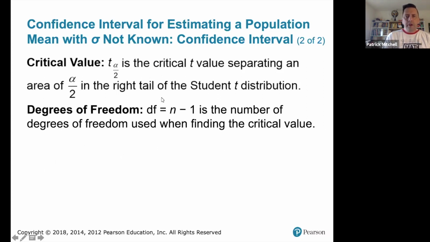Another number that you need when you're dealing with the student t distribution is something called degrees of freedom. In this case, the degrees of freedom is just n minus 1. So n is the sample size. For example, if the sample size was 20, then you would be looking at a student t distribution with 19 degrees of freedom.